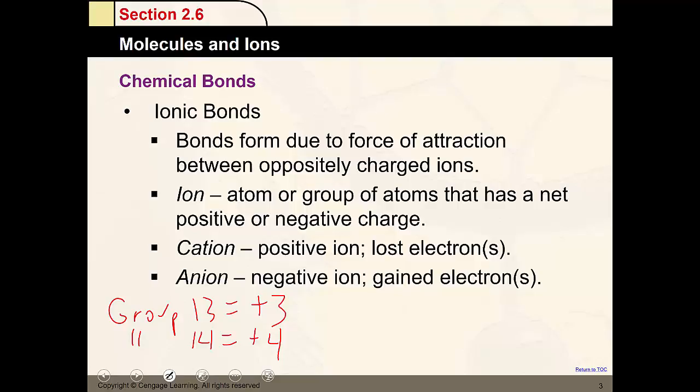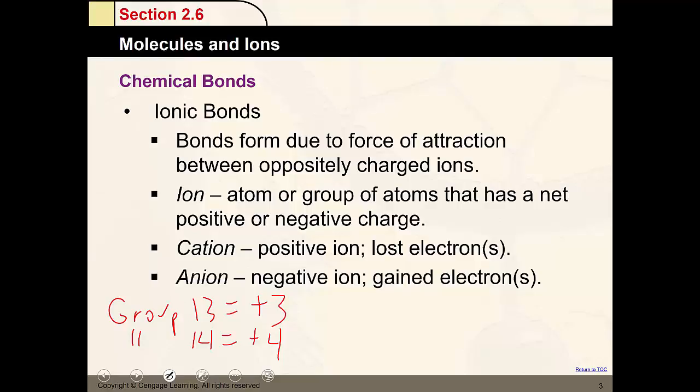Okay, then going to the other side, group 18, we said those are the noble gases, those are unreactive, so those will not gain or lose any electrons, so they have a charge of 0. Then next to that, group 17, those halogens form ions with charges of -1, meaning they gain 1 electron.